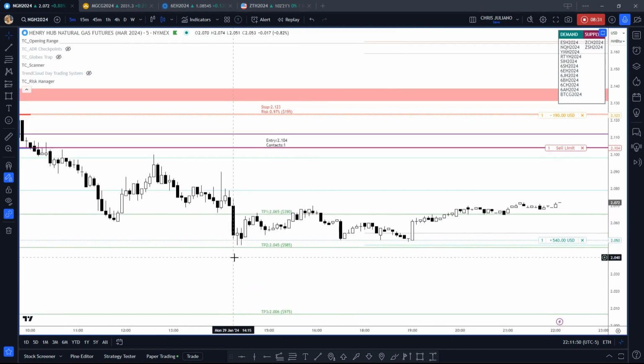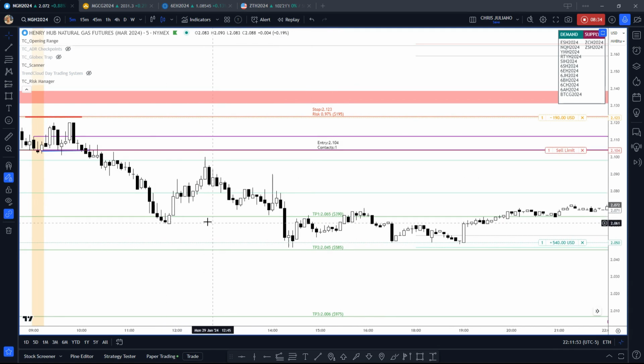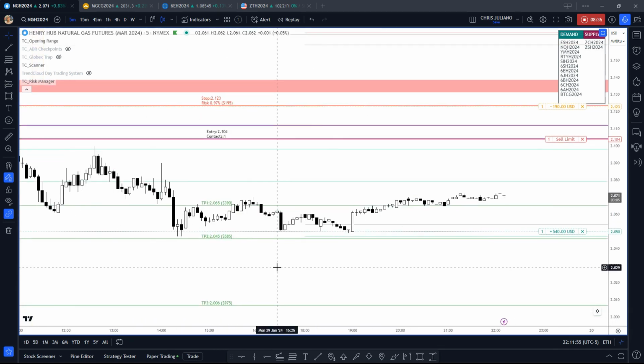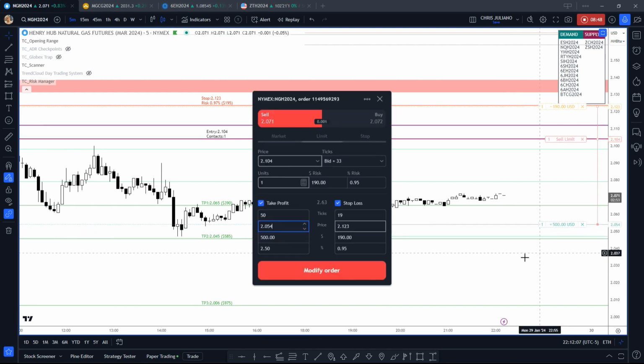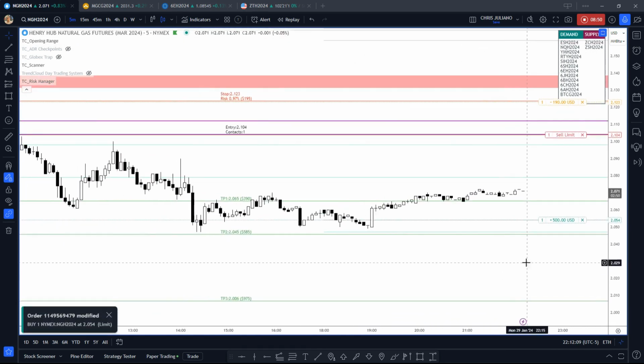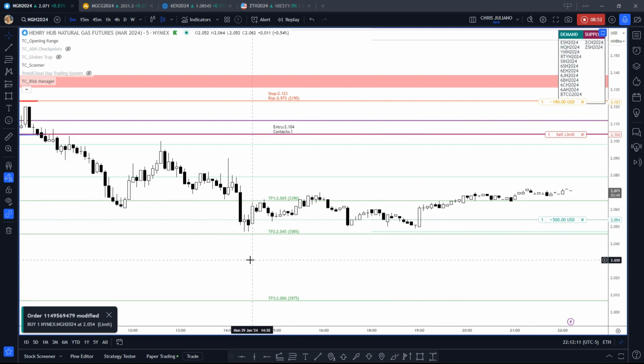So you made out great if you took the 2-to-1 entry right there, and if you waited it out a little bit more, you would have hit a little bit more than 2-to-1 for that, $540. As long as you used those TrendCloud support levels as your target, you made out like a bandit today.